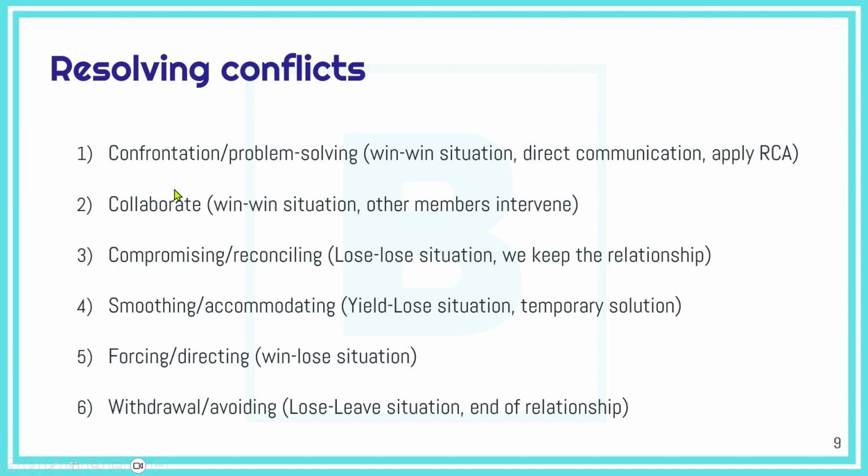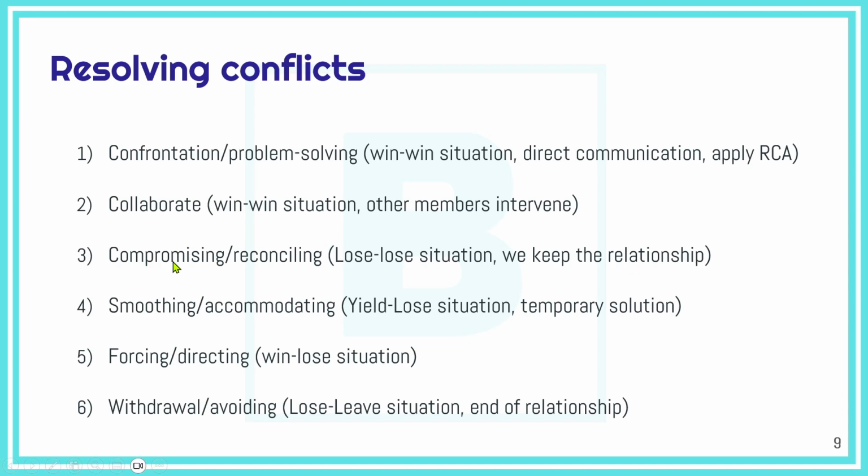The best conflict resolution technique is to confront, have confrontation between the two conflicting parties. They try to solve the problems directly. This is a win-win situation through direct communication, okay, by looking into the root cause of the problem. Otherwise, if the two conflicting parties cannot meet each other or confront each other, then the project manager or some team members can interfere, okay, and can intervene, try to collaborate. This is also a win-win situation.